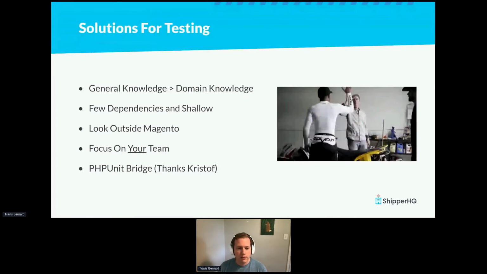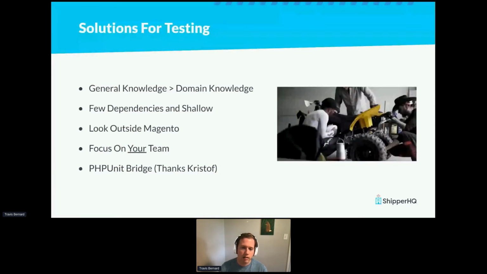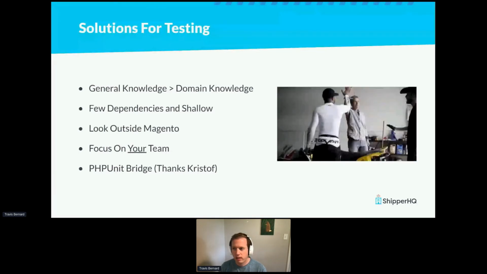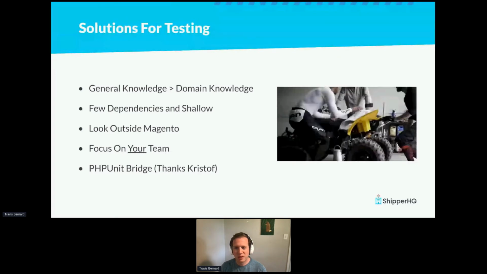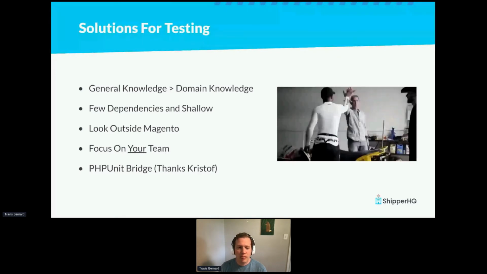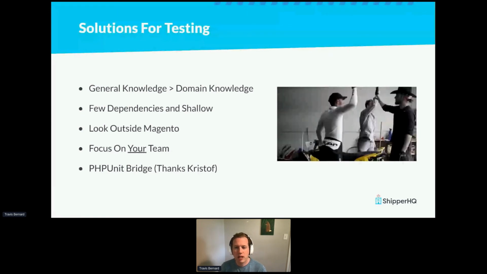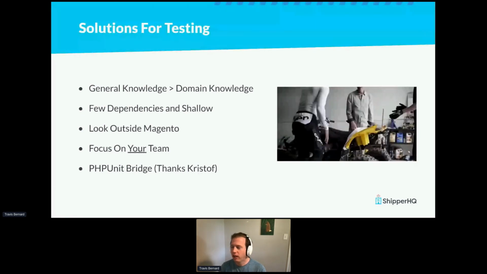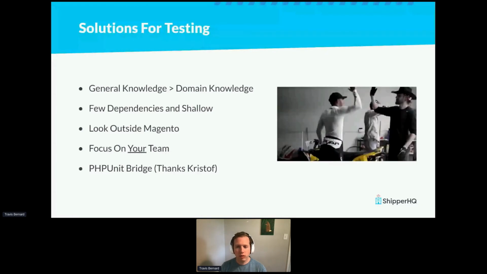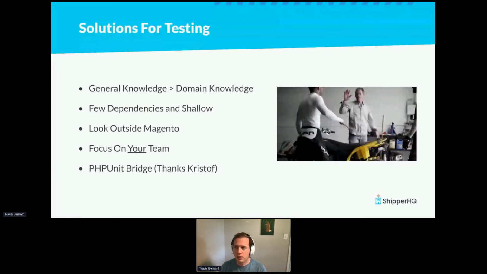And then, of course, there are some solutions out there. A big shout out to Christoph. I think he's better known in some circles as Fu Man. He wrote the PHP unit bridge, which helps you manage that PHP version problem we talked about earlier. So we have these tools out there. We should be using them.